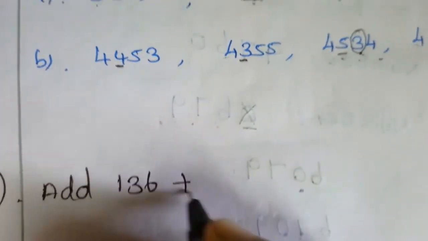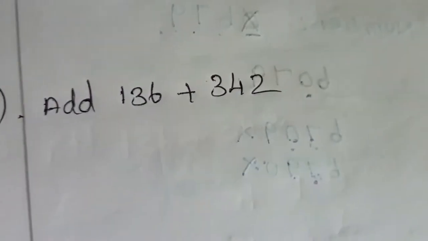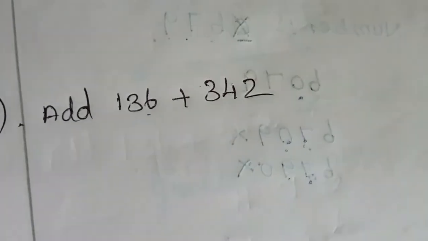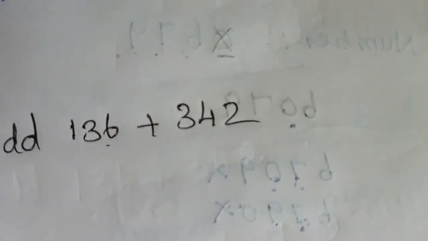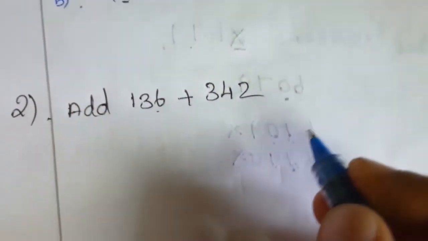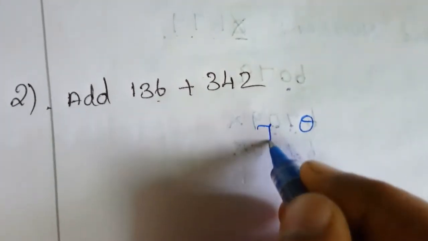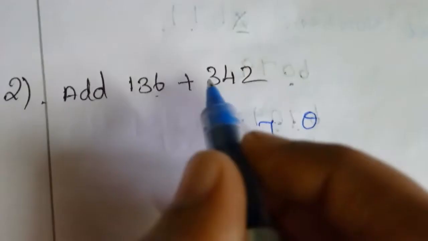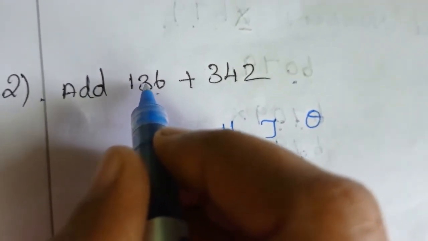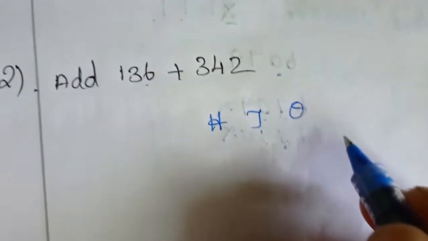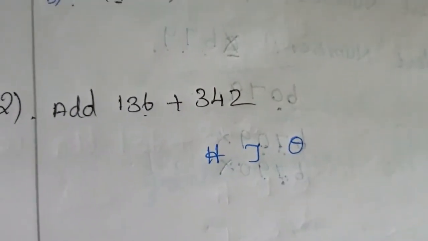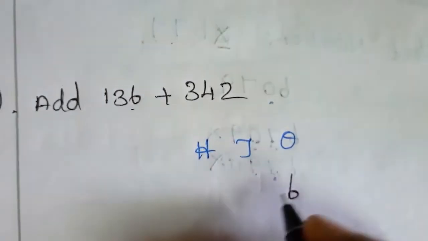136 plus 342. Okay, you have to add these two numbers. These two numbers are having same digit, that is 3-digit value. You have to write first the place value chart, that means ones, tens and hundreds. Okay, so children, the first number, the ones value is 6 and the tens value is 3 and the 100 value is 1.